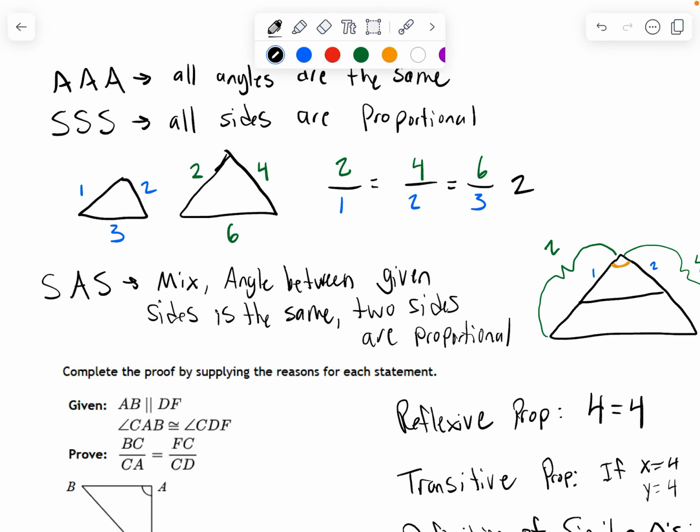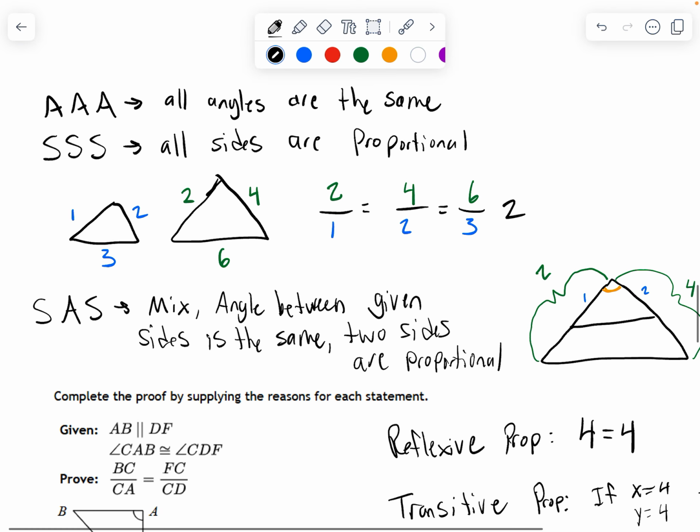Hello and welcome. So we are going to be proving similar triangles. We're going to go through a semi-formal proof of one. So how we do these is we need to know our definitions. We need to know what things mean in order to make the logical next step.